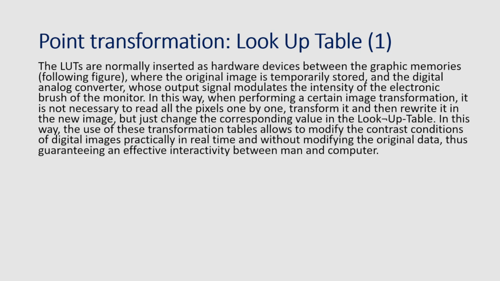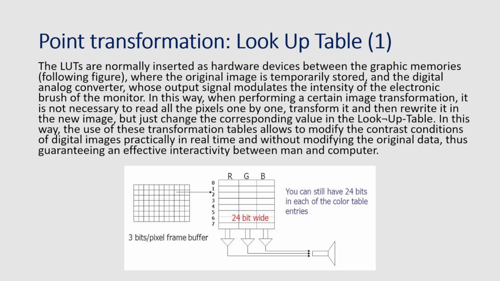The LUTs are normally inserted as hardware devices between the graphic memories, following figure, where the original image is temporarily stored, and the digital analog converter, whose output signal modulates the intensity of the electronic brush of the monitor. In this way, when performing a certain image transformation, it is not necessary to read all the pixels one by one, transform them and then rewrite them in the new image, but just change the corresponding values in the lookup table. In this way, the use of these transformation tables allows to modify the contrast conditions of digital images practically in real time and without modifying the original data, thus guaranteeing an effective interactivity between man and computer.